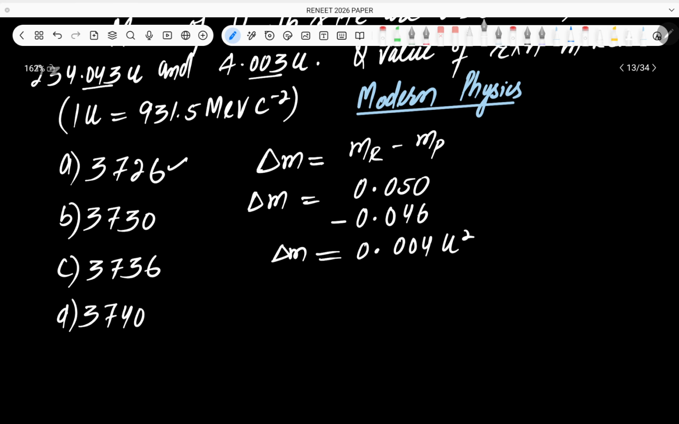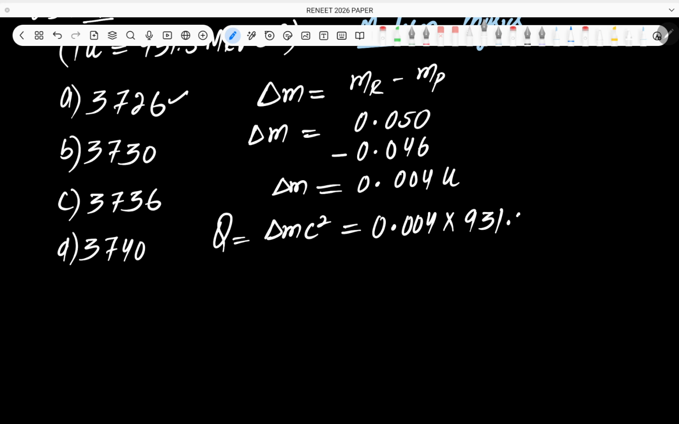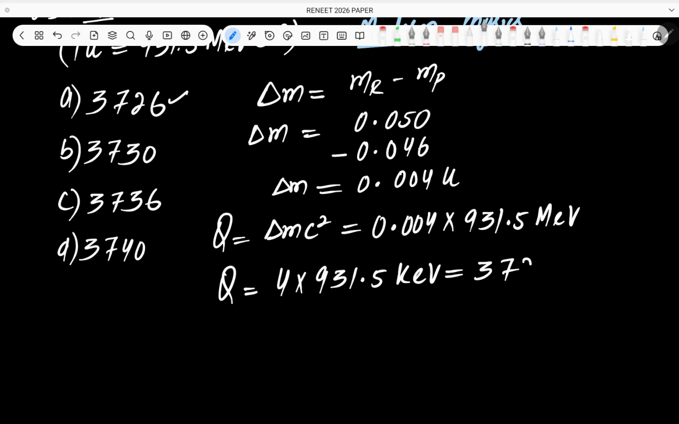This is the mass defect. All right, now what's the amount of energy that is released? Q will be equal to delta M multiplied by C square, or simply I will multiply 0.004 by 931.5 MeV, that is million electron volt. So Q will be exactly equal to 4 into 931.5 keV, kilo electron volt. This 10 to the power 6 becomes 10 to the power 3, multiplied with 4. So this value exactly comes out to be 3726 keV, which is the first option.